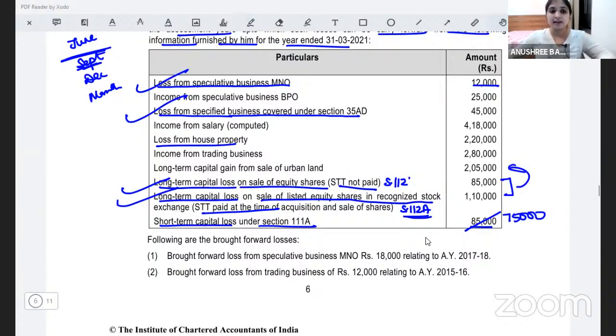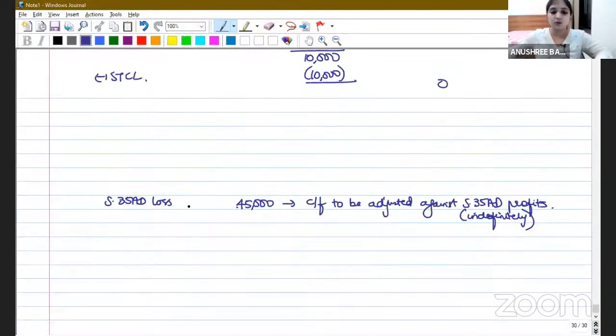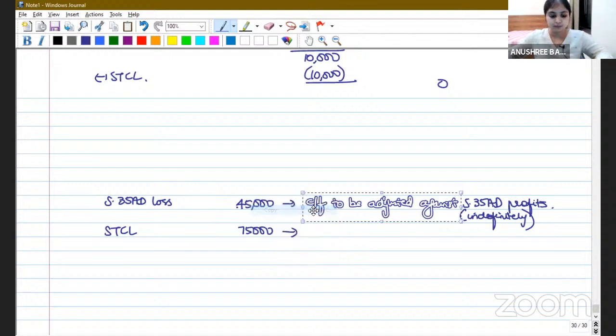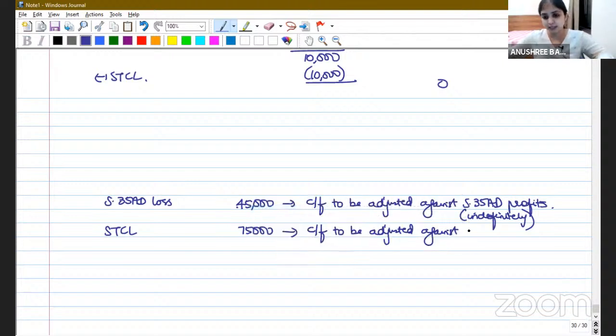So after all this, we are left with only two current year losses: loss from house property and short-term capital loss. For short-term capital loss, inter-head is not even possible. STCL only against STCG or LTCG. So the balance 75,000, we have no choice, we will carry forward. This short-term capital loss of 75,000 will be carried forward to be adjusted against STCG or LTCG. We are allowed to carry this forward for 8 years. Okay, this is about STCL.